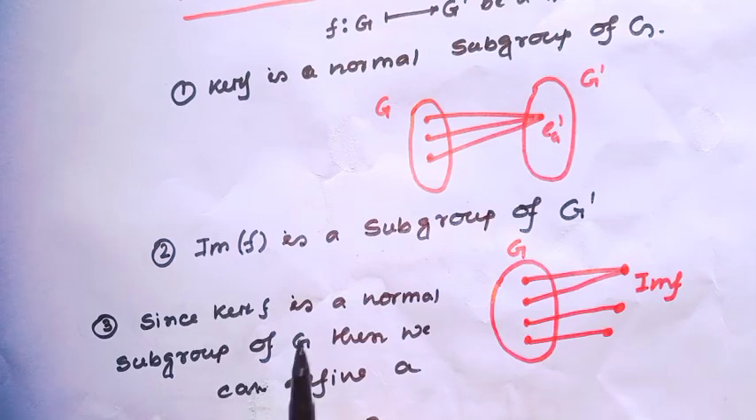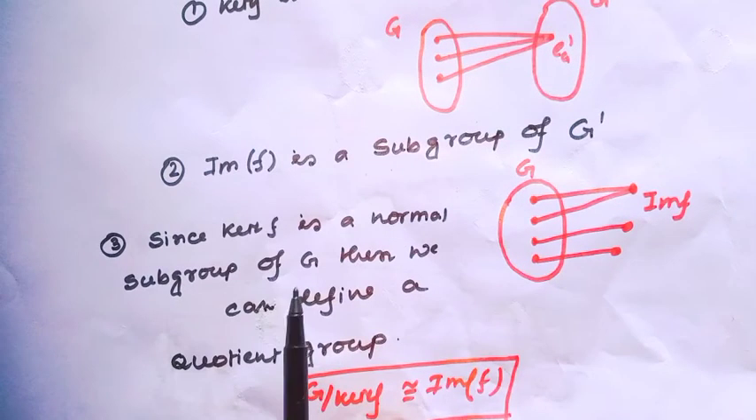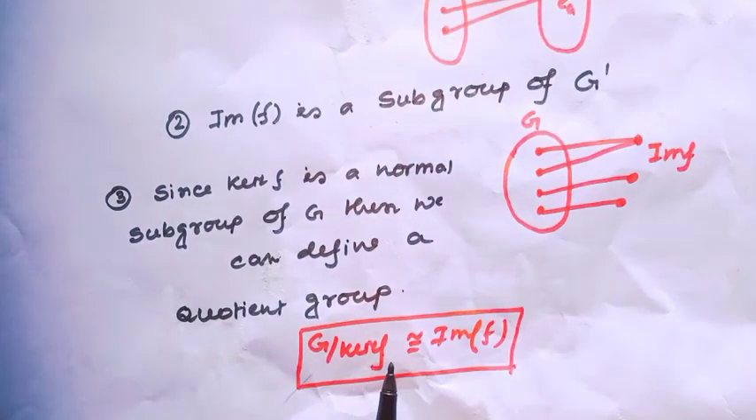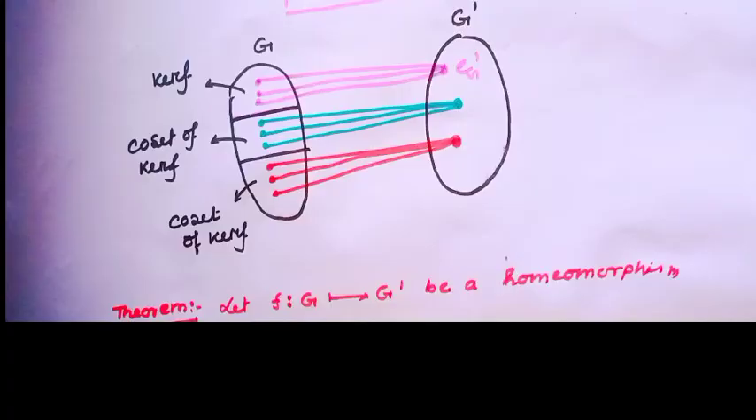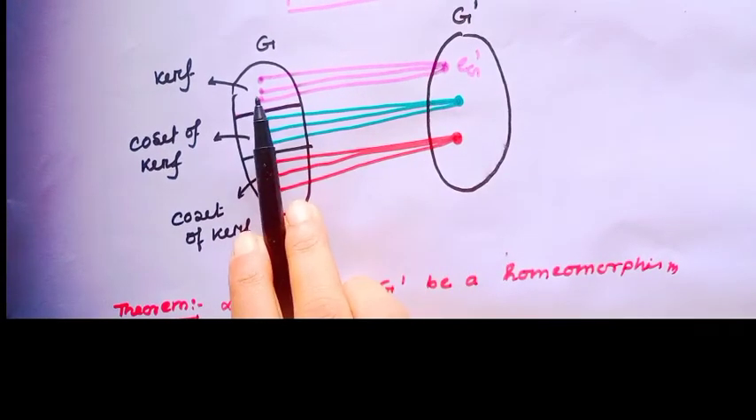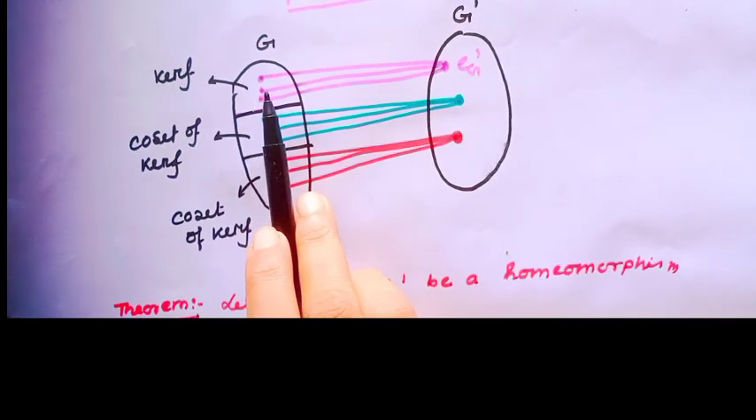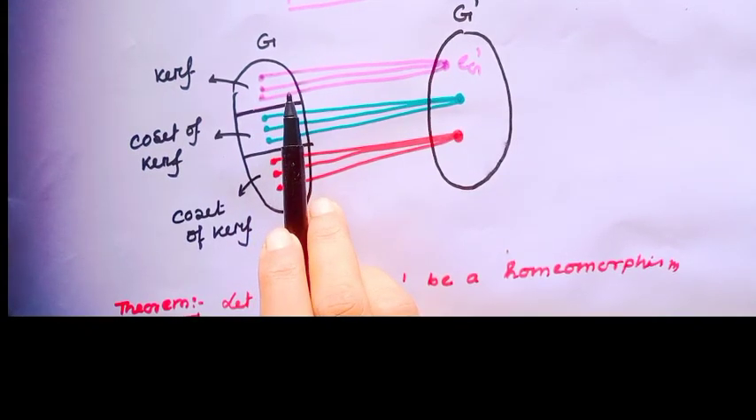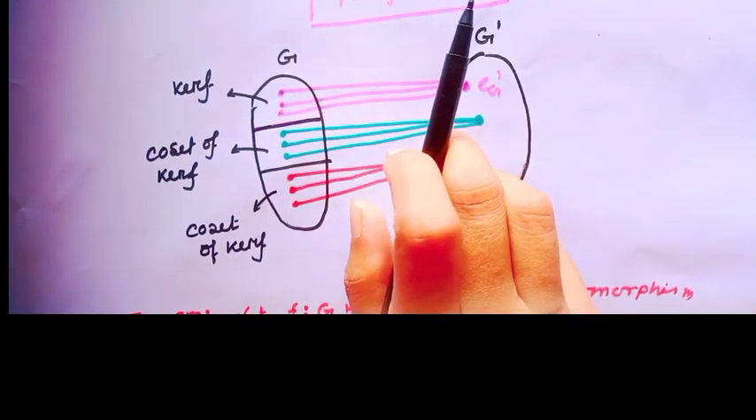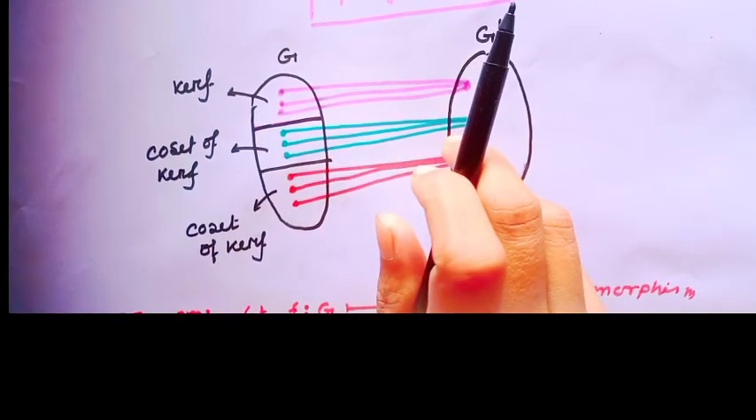And third, since the kernel of f is a normal subgroup of G, we can define a quotient group G mod ker f, which is isomorphic to the image of f. So we can say G mod ker f, that means all the cosets of the kernel of f, is isomorphic to the image of f, and this is the first isomorphism theorem.